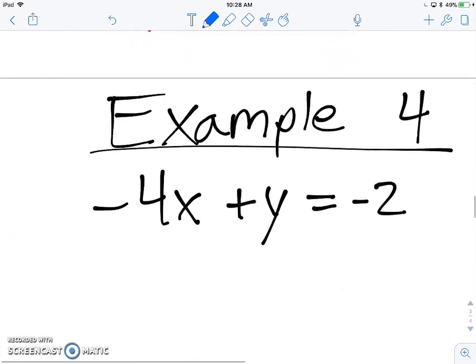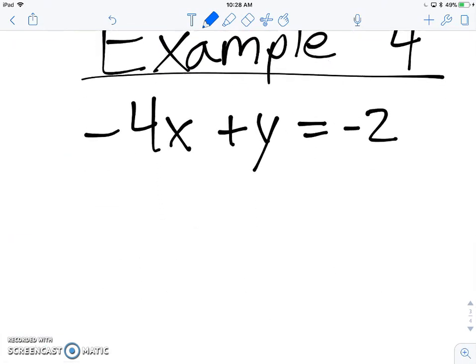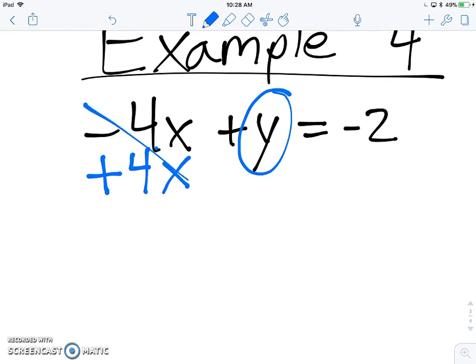Moving right along here, example 4. This one doesn't have parentheses, so I can start by just looking to isolate this y. So it's connected with negative 4x. So in order to move that over to the other side, I'm going to have to do the inverse operation of negative 4x, which is add 4x, so that cancels. And over here, I add 4x.